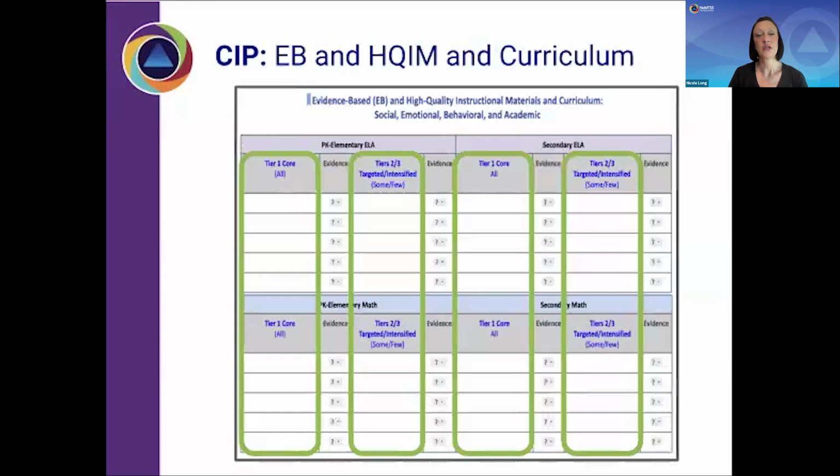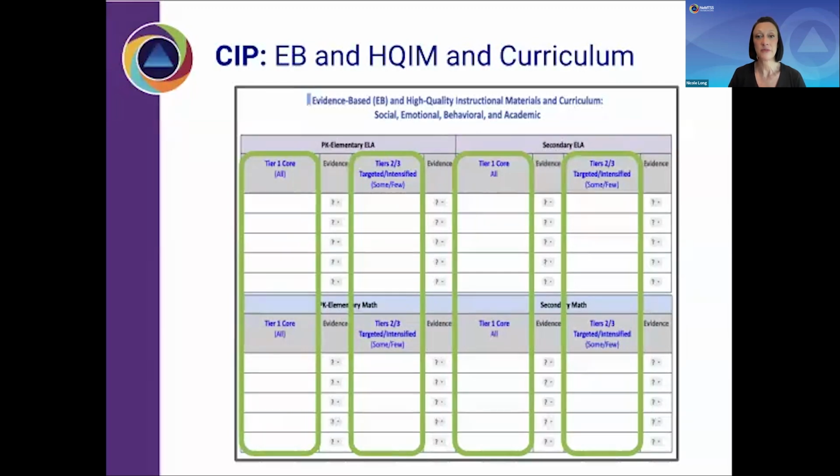In addition to the instructional methods, we document the evidence-based practices, high-quality instructional materials, and curriculum used at each level. Notice in this table that these are documented for our core Tier 1 practices and materials, as well as those used for Tiers 2 and 3.